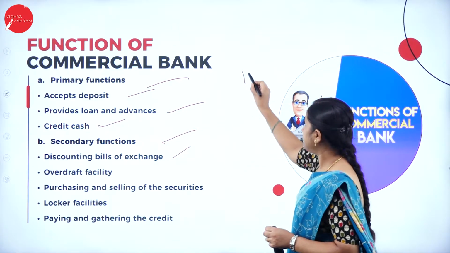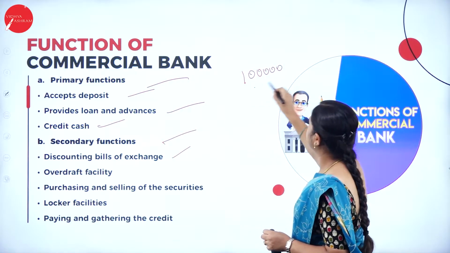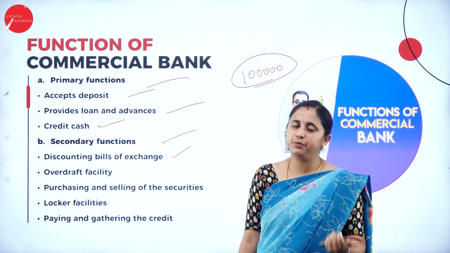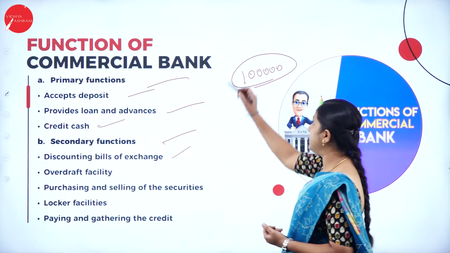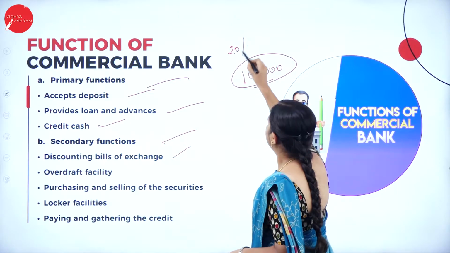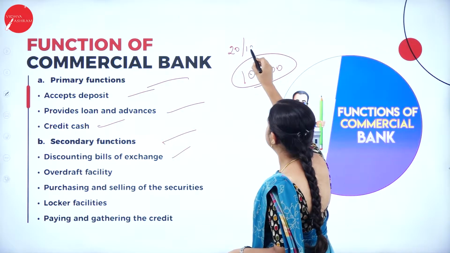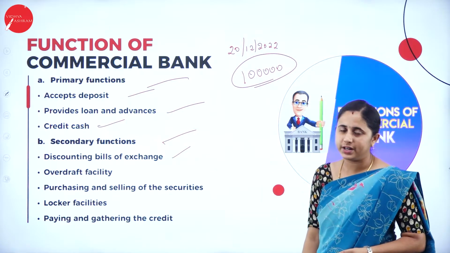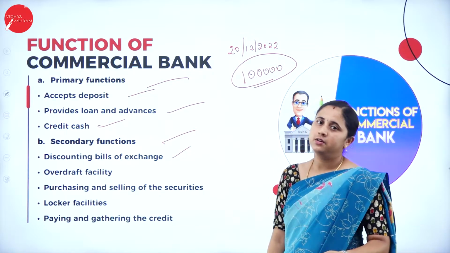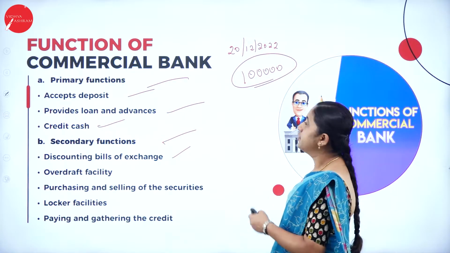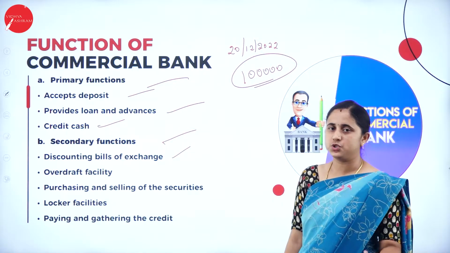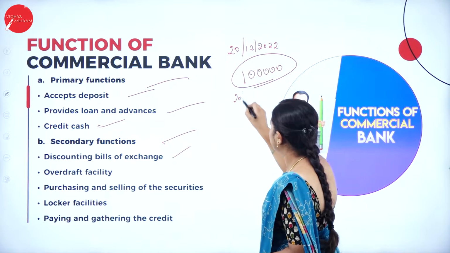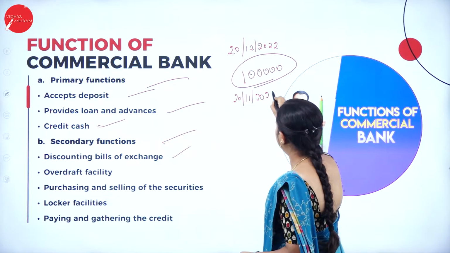For example, 1 lakh rupee is an agreement value. If you want to receive the money before the maturity period, say the maturity date is 20th December 2022, but this customer requires money immediately, so he is going to discount his bill of exchange with the bank. You want to receive the money one month before, like 20th November 2022.